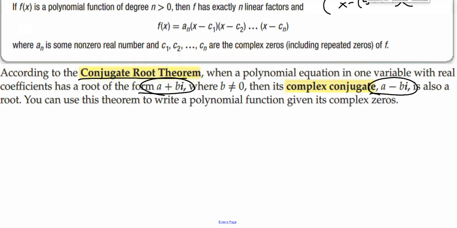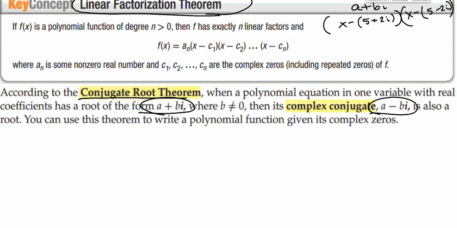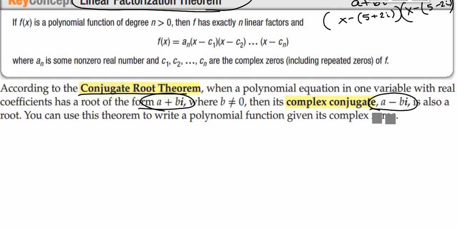Another thing I'm going to tell you that's a trick, or something to be aware of: if they give you one of these, they're going to expect you, and I'm going to expect you, to know that there's a second one. So I might just say 5 minus 2i is a 0. Then you have to know that if 5 minus 2i is a 0, so is 5 plus 2i, because you won't be told that.